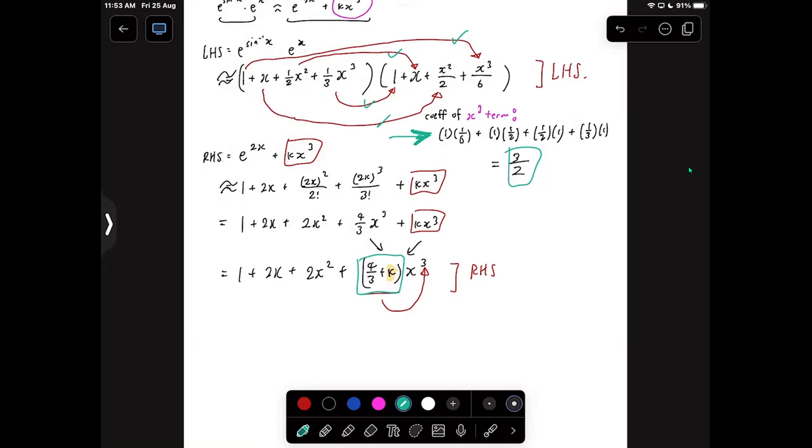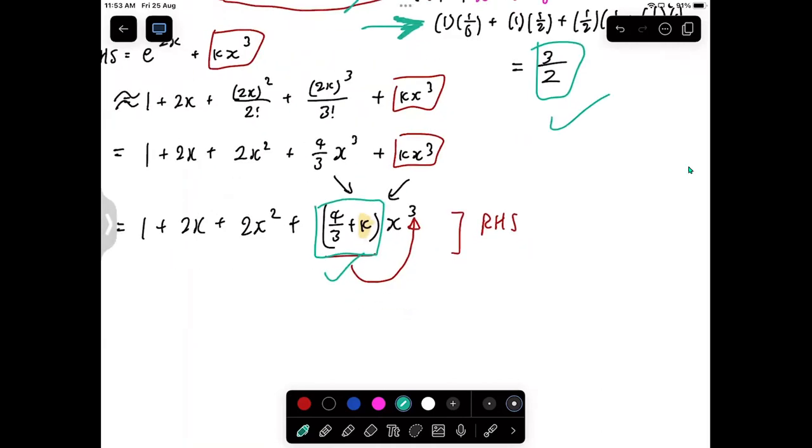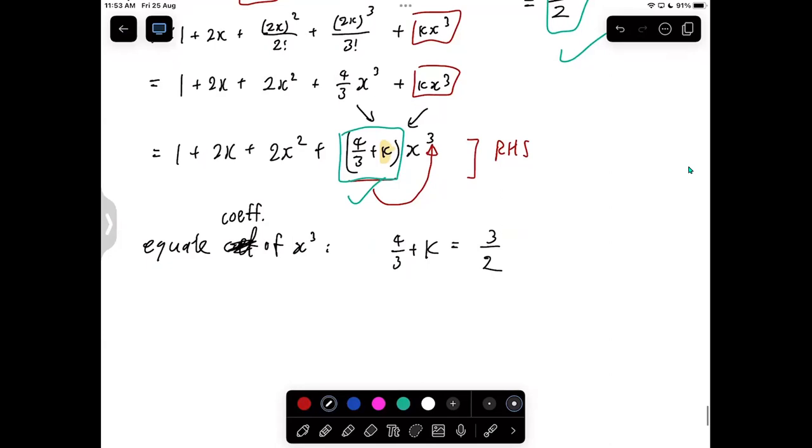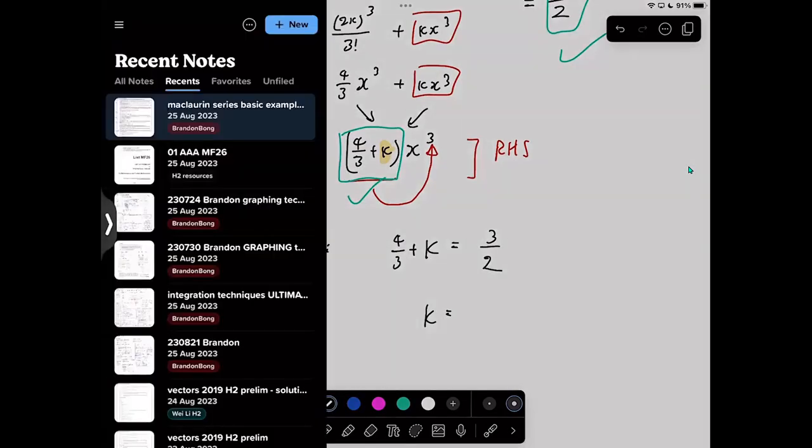So now that you have the coefficients of x cubed on the left and on the right, you just need to equate them. So 4/3 plus k equals 3/2. Equate coefficient of x cubed. So that means you get this, then solve. Okay, 3/2 minus 4/3.